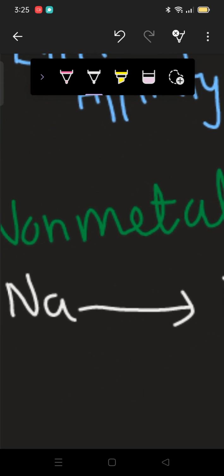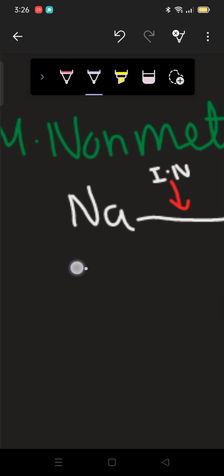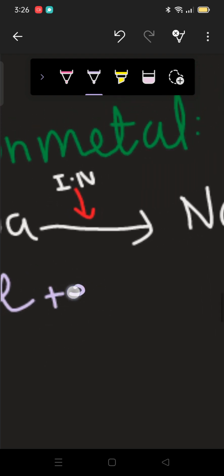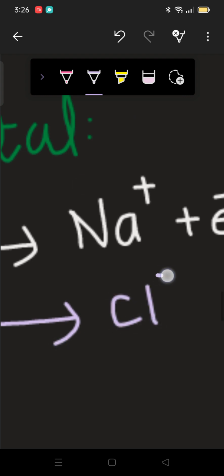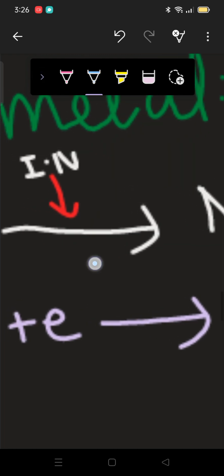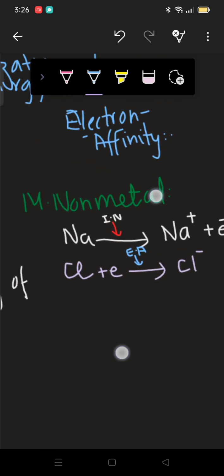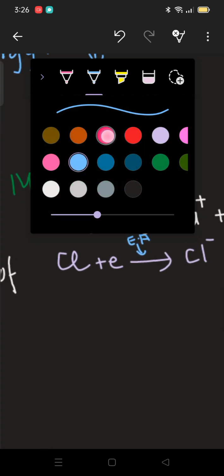And here which energy did we give? We gave ionization energy here, right? This is for the metal. Now we are going towards the non-metal, for example chlorine. It will gain one electron and have a negative charge, and the energy released in this process is what we call the electron affinity. So ionization energy is when metals lose electrons, and electron affinity is the energy released when an electron is added to non-metals.